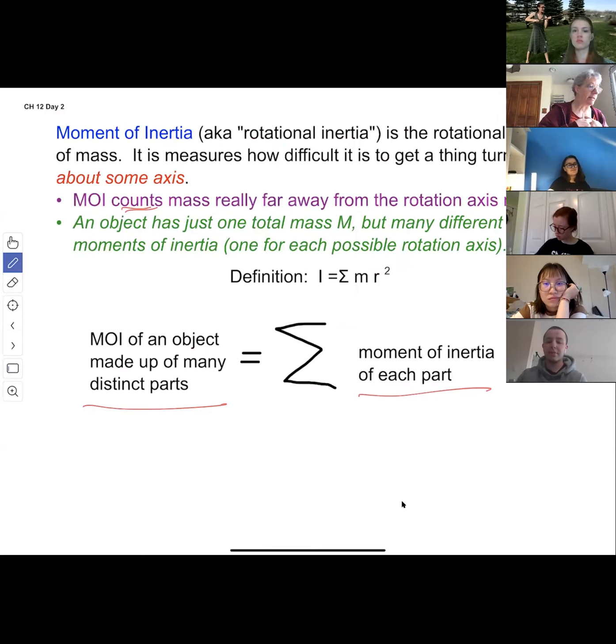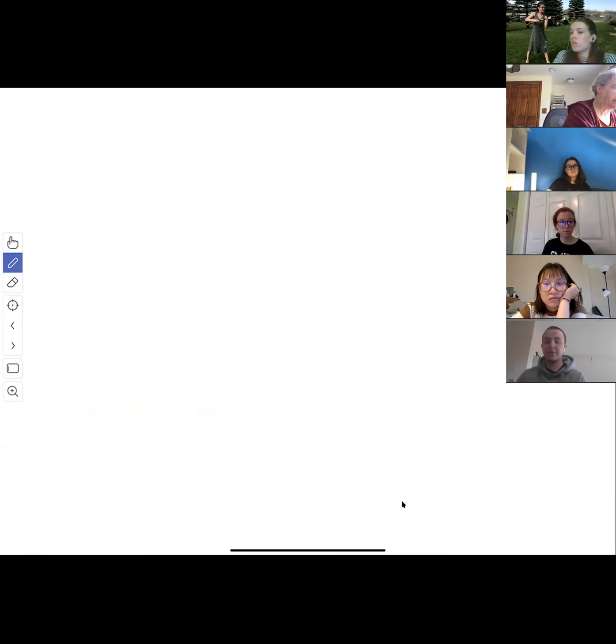Okay? And the other thing that's a little unfamiliar sometimes is that an object has one mass, put it on the scale, there's one mass. But it has many moments of inertia, potentially, depending on what axis you choose to rotate it around. Okay? So that's just a reminder.